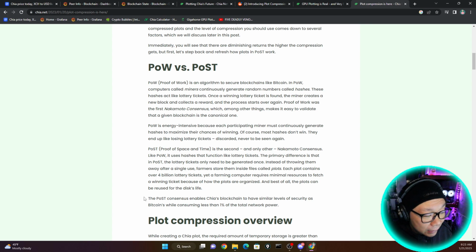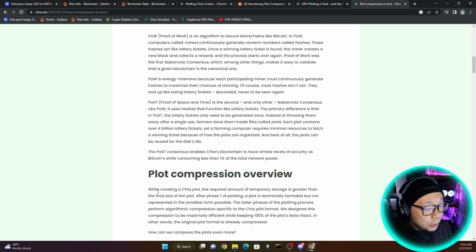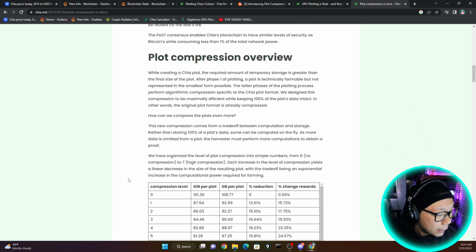The POST consensus enabled the Chia blockchain to have similar levels of security as Bitcoin while consuming less than 1% of the total network power. The more they constantly say it's similar to Bitcoin, I don't know why they keep using that comparison. People are going to start saying, oh, it's just like Bitcoin, just like POST, just like POW, whatever. All right, so that's that.